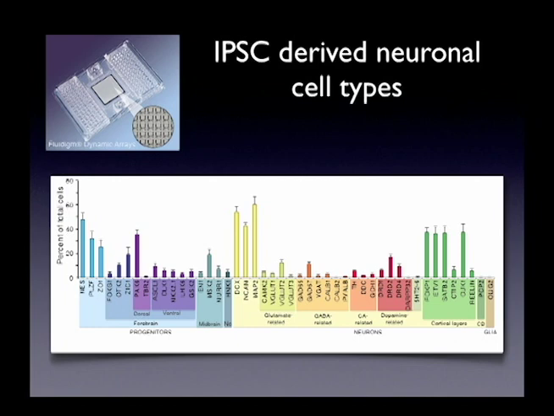So for example, at day 50, we have many more lower layer than upper layer neurons. And this makes sense because these are the neurons that are formed first, and these are the ones that are formed later. We can even make predictions about where they would send their projections based on their gene expression pattern.